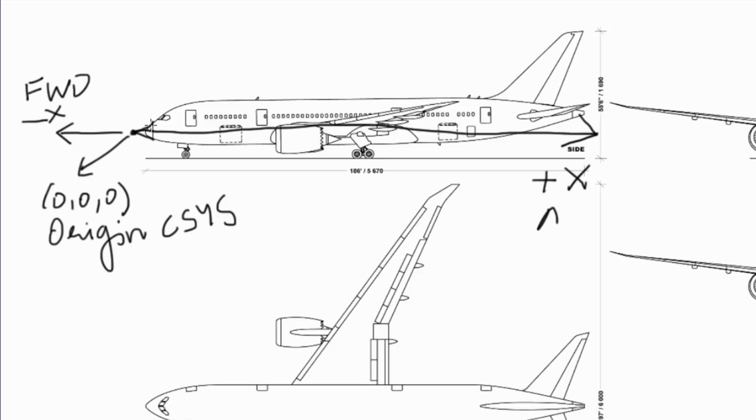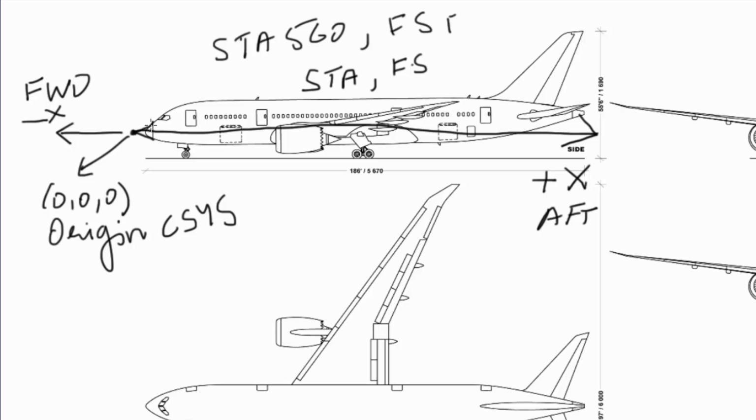And this direction over here is aft. The name for this axis is station, STA or FS; different names are given to this axis. If you want to define a coordinate along that axis, you could say STA 560 or FS 560, and so on. Just different ways to define the station number of a particular coordinate.